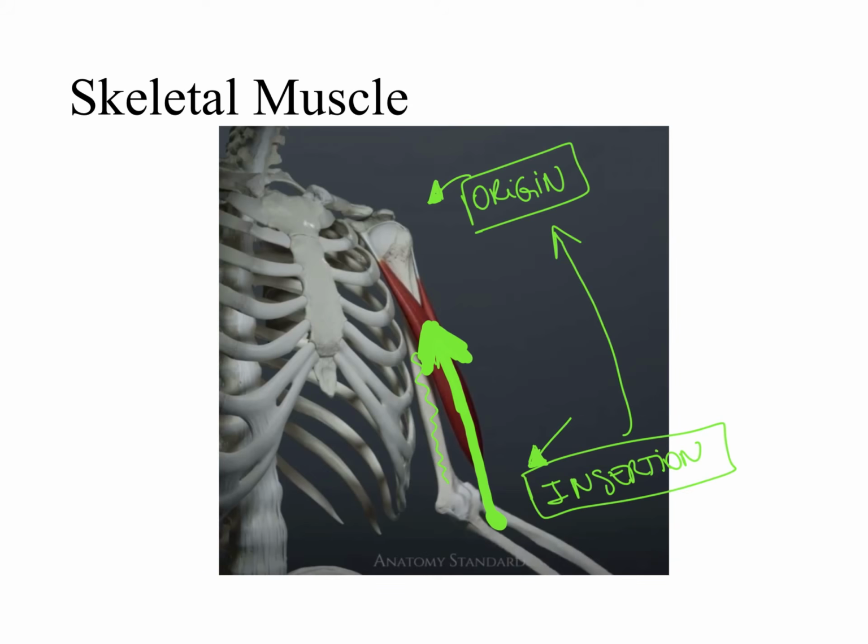And when this happens, the biceps brachii muscle contraction can cause supination of our forearm. Also, when the biceps brachii muscle contracts, it can cause flexion at the elbow joint. And since the biceps brachii also crosses the shoulder joint, contraction of the biceps brachii muscle can also flex at the shoulder joint.